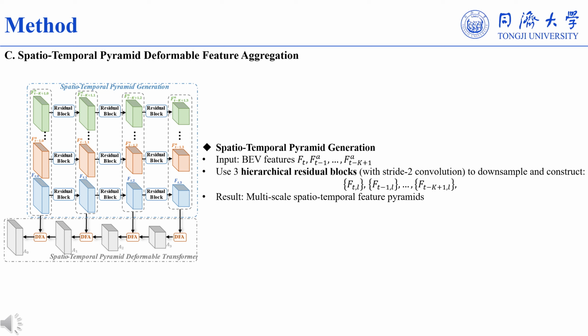First, we construct a spatio-temporal feature pyramid. For each BEV feature map, we apply 3 levels of residual blocks with strided convolutions to create a hierarchical representation. This allows us to capture multi-scale spatial context across time.